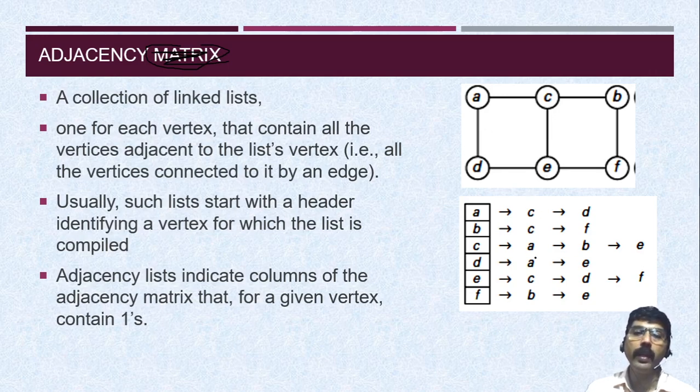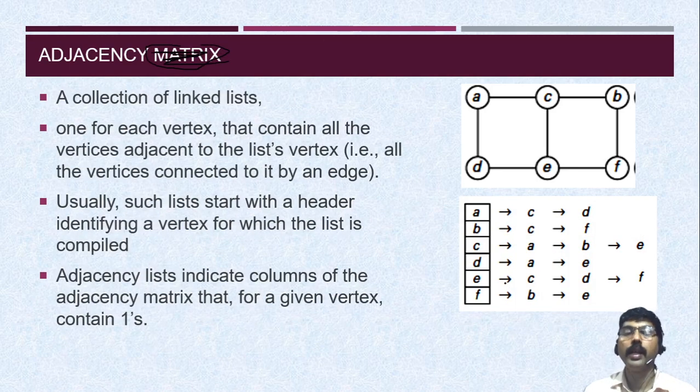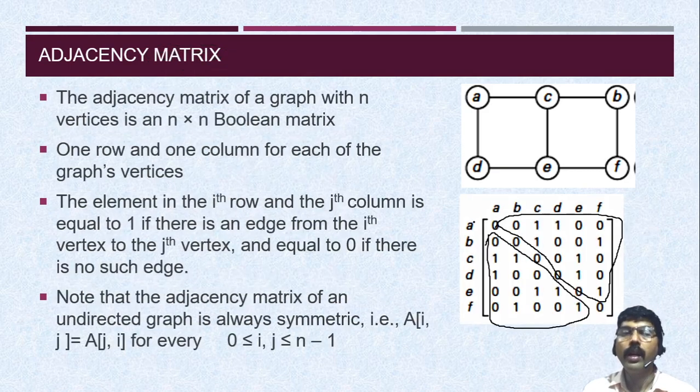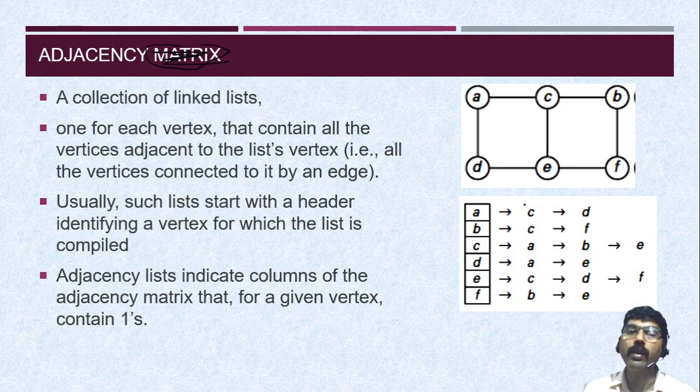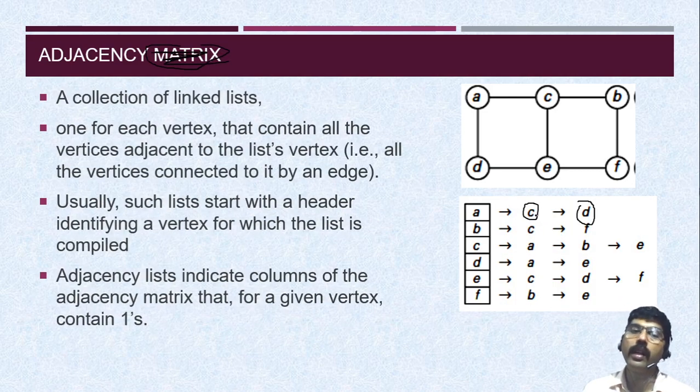If you see properly, the matrix format and the list format have no difference. Wherever there is a 1 in the matrix is an element of the linked list. For example, see A here, 1 is there for C, 1 is there for D. So the linked list also has C and D.